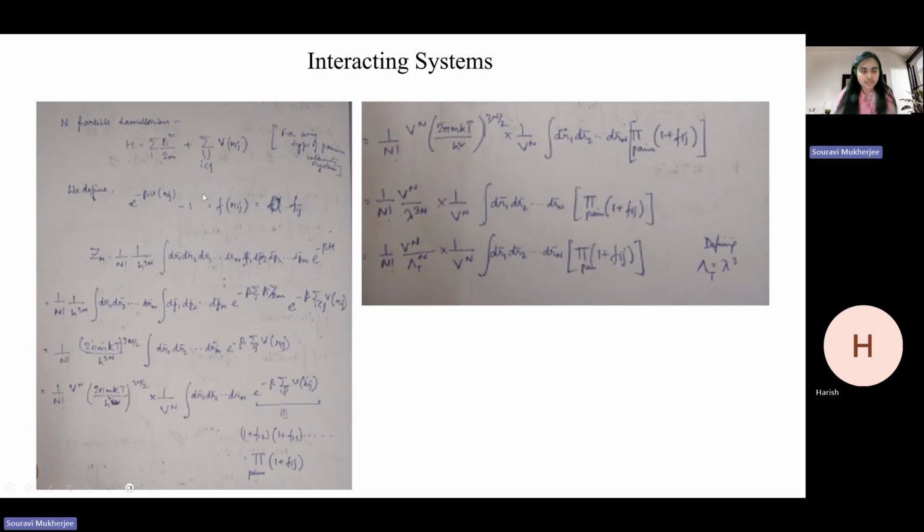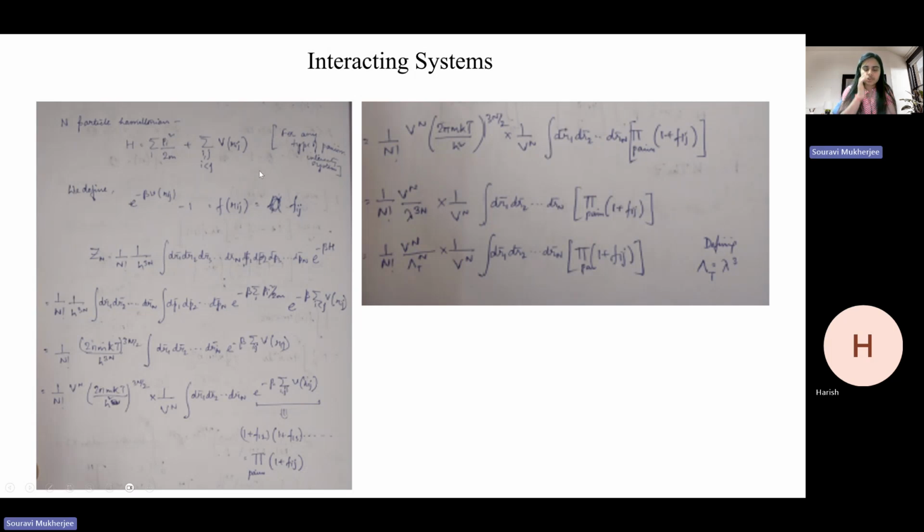Okay, so you can define a quantity Fij, which is given as e to the power minus beta V of rij, V is the potential, minus 1. Now if you want to use the well-known description of partition function, this is how it looks. For indistinguishable particles, the partition function is given as 1 by n factorial, 1 by h to the power 3n, so you're considering 3 dimensions. Then you have the phase space integral, and you do an integration over e to the power minus beta H, where H is your Hamiltonian, which is given by this expression here.